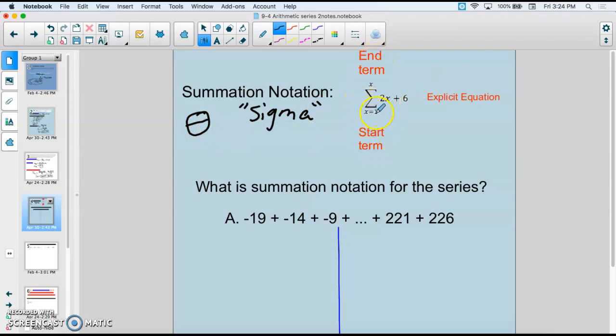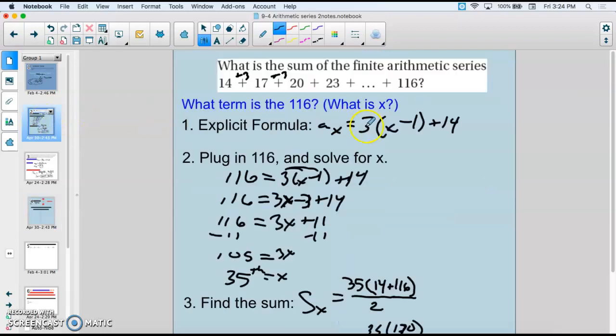The start term goes on the bottom, and how many terms in total, the end term goes on top. Typically, this bottom number will be 1. There are times where it won't be, but for the most part, it'll be 1. And then this is however many terms we have in our sequence. Then we need an explicit equation. This is our explicit formula that has been solved, simplified a little bit.